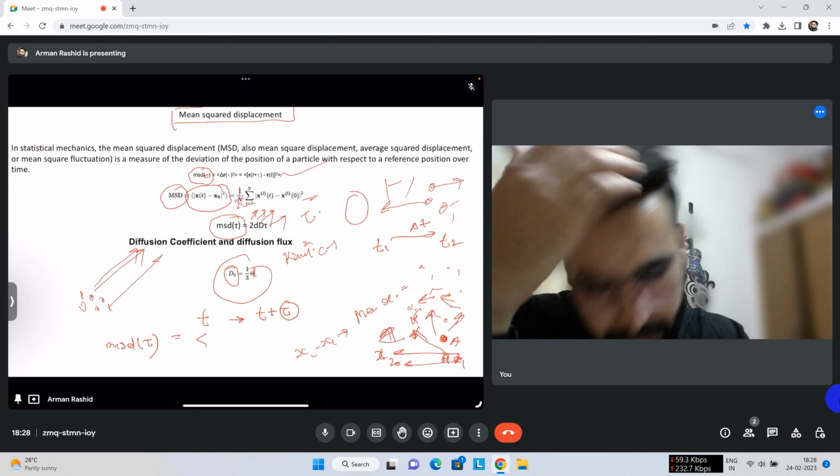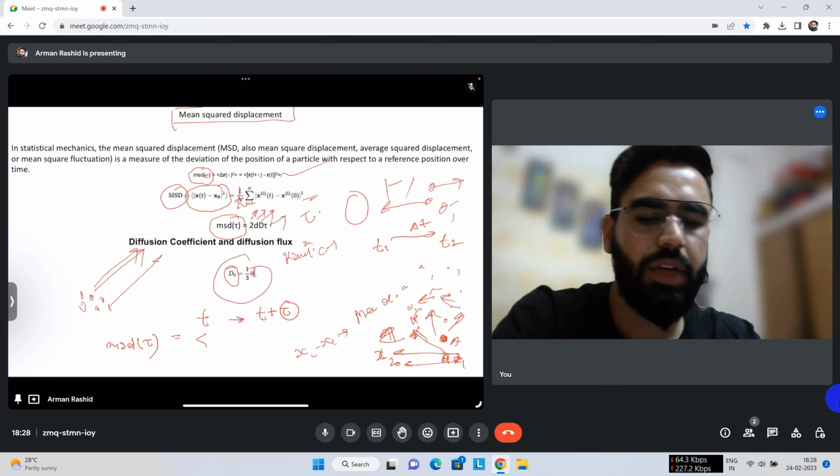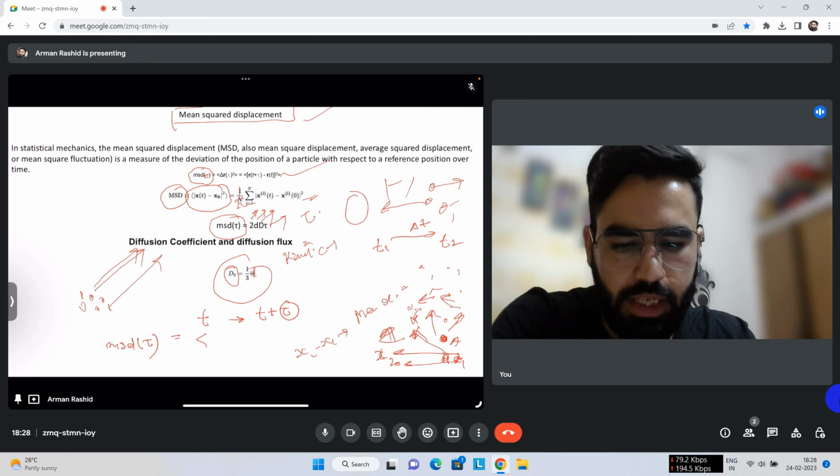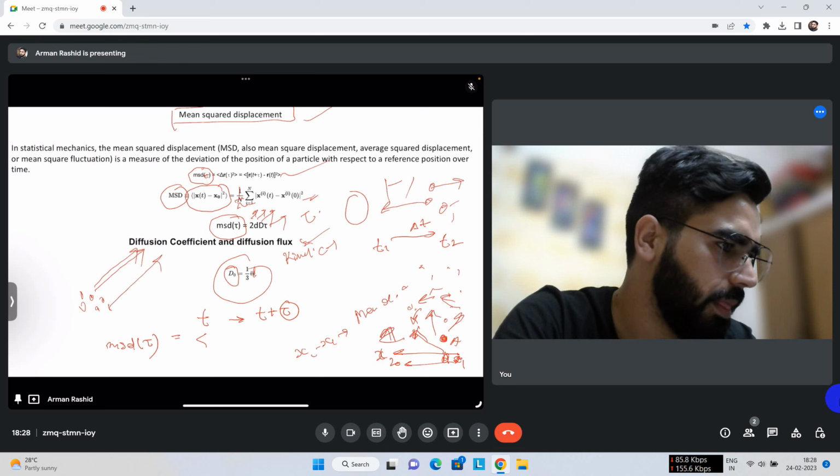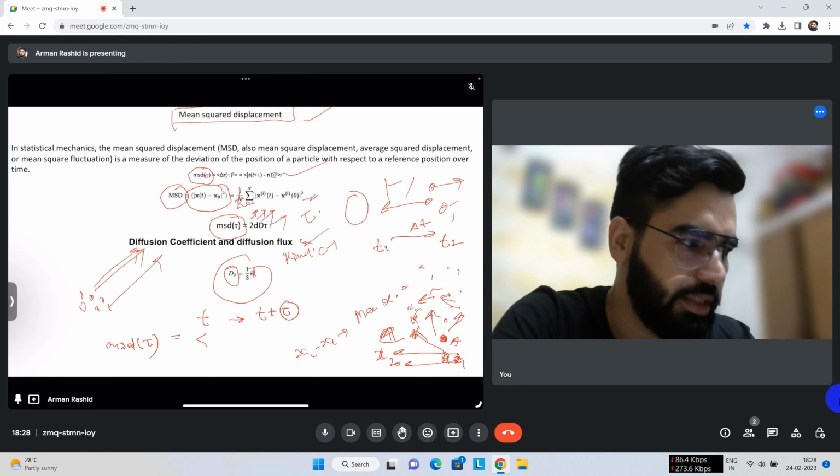and L is the distance from initial to the final. Okay, so we have given the concept of mean square displacement and how the diffusion coefficient and diffusion flux are related using the kinetic theory of the gases.